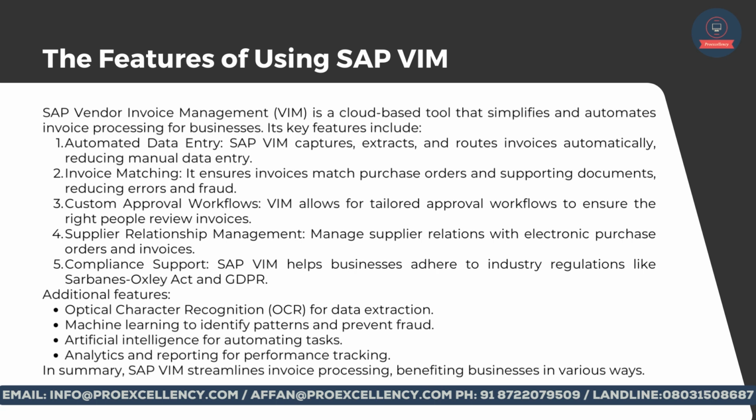Supplier relationship management: manage supplier relations with electronic purchase orders and invoices. Compliance support: SAP VIM helps businesses adhere to industry regulations like Sarbanes-Oxley Act and GDPR. Additional features: optical character recognition, OCR, for data extraction. Machine learning to identify patterns and prevent fraud. Artificial intelligence for automating tasks. Analytics and reporting for performance tracking. In summary, SAP VIM streamlines invoice processing, benefiting businesses in various ways.